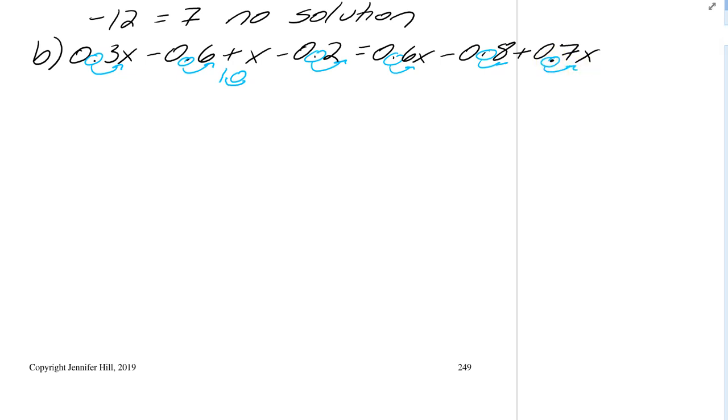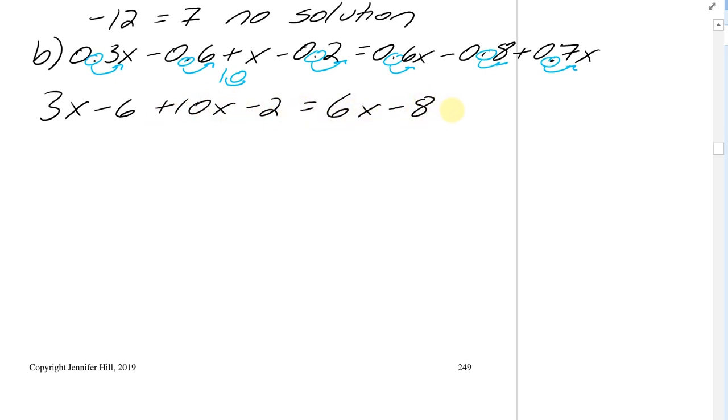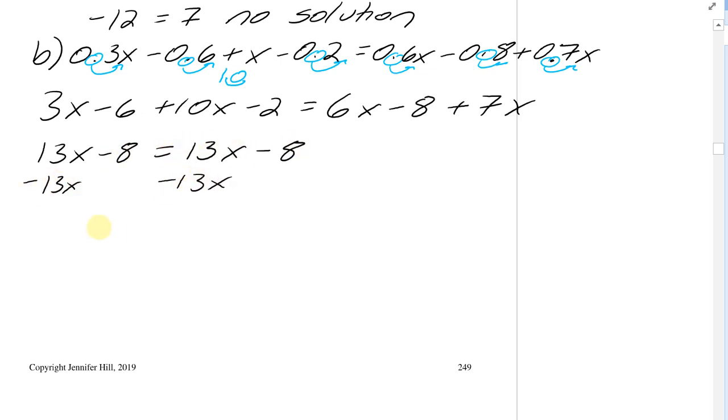And so now, if I write this out, I get 3x minus 6 plus 10x minus 2 will equal 6x minus 8 plus 7x. So now let me collect my like terms and just show you the rest of the work here. So what you're going to find is that each side is equal to itself. So the interpretation here is that there are infinite solutions.